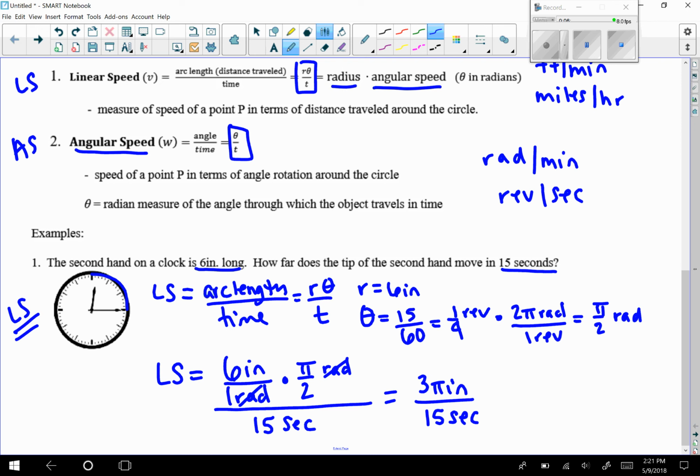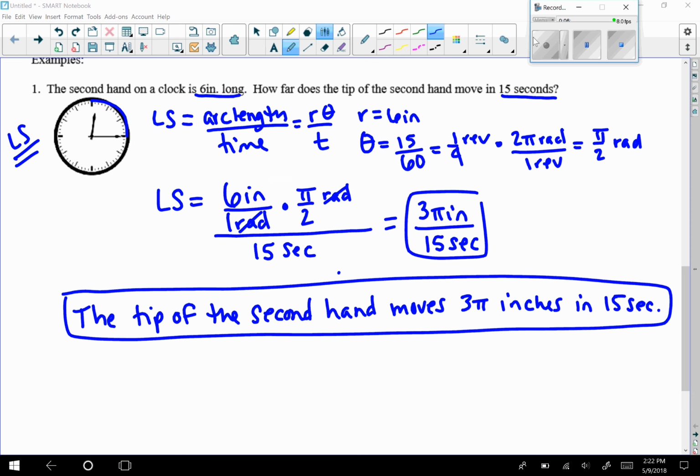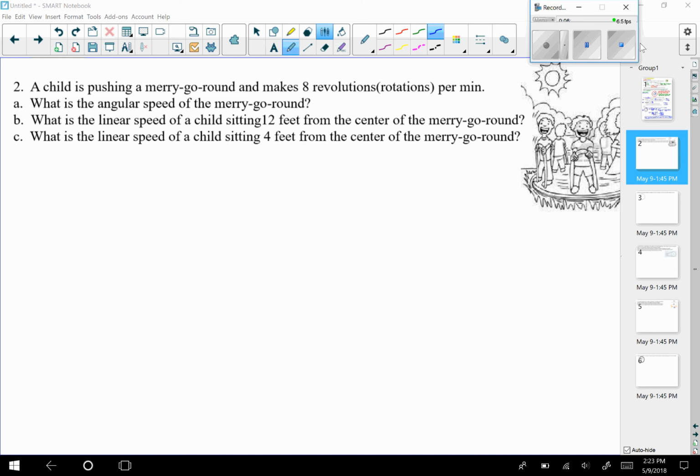So this right here is actually my solution. So to write it all out, the tip of the second hand moves 3 pi inches in 15 seconds. So that would answer our question. So let's go to the next one.